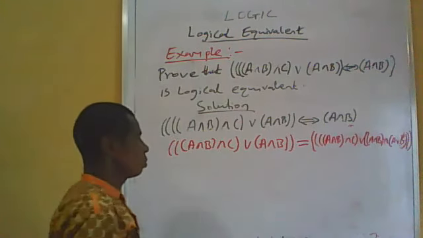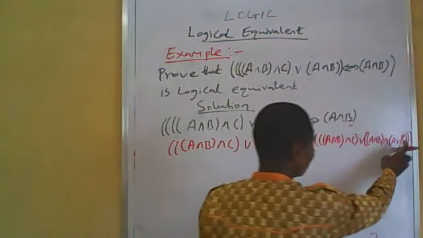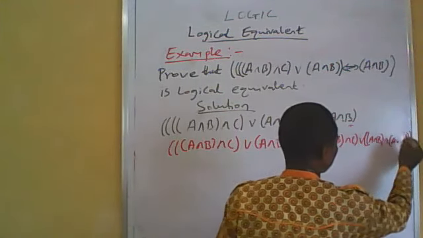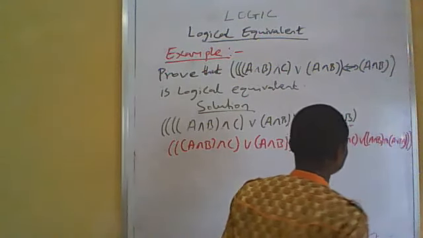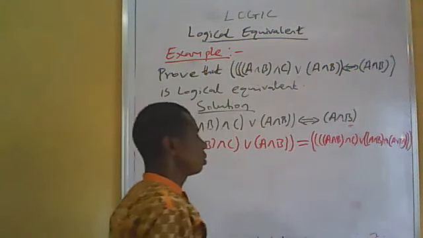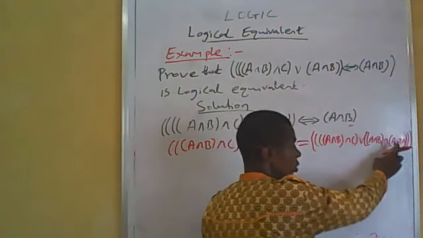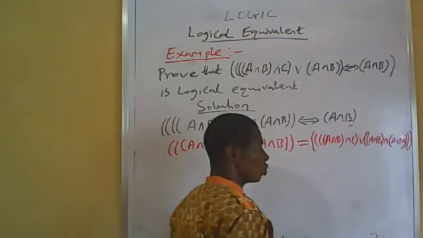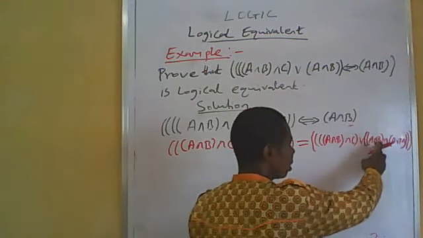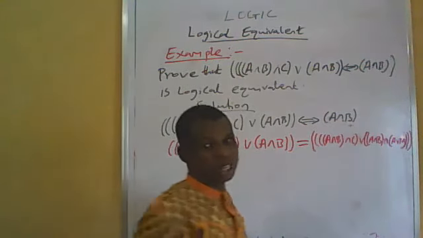Because this means, sorry, A or not A, this means true. It means tautology. A or not A is said to be true. And A and B and true is said as A and B. That is the same thing.